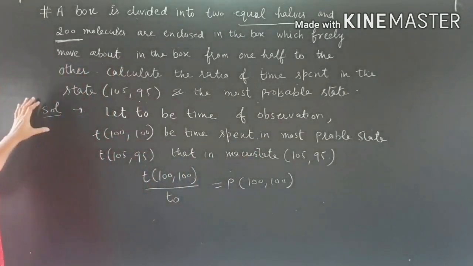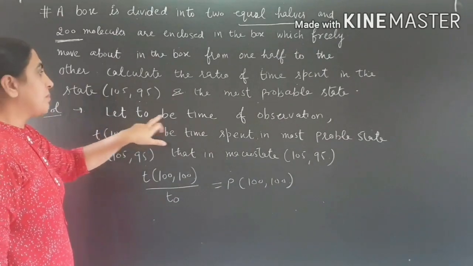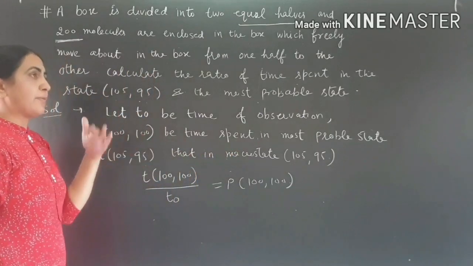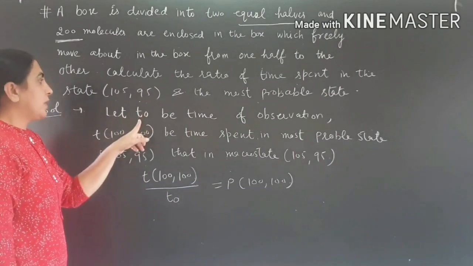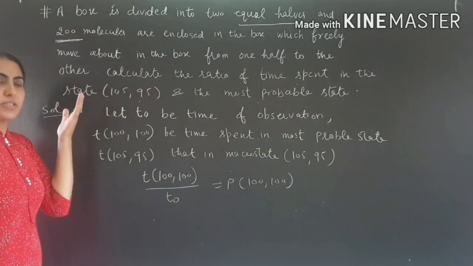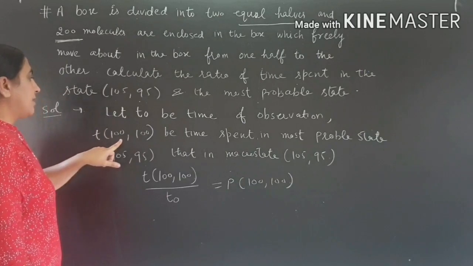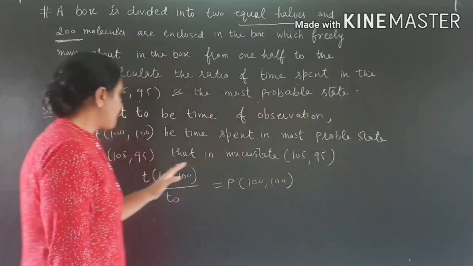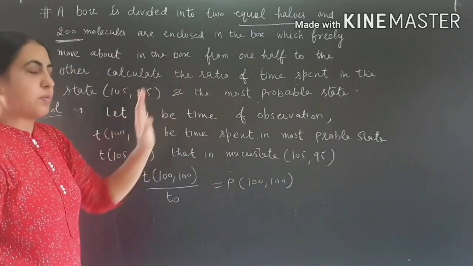Here, solution: let T0 be the time of observation. Because we have to take the observation millions of times in 1 second. So T0 is the time of observation, that we have studied in the previous lecture, I think the 4th. And T 100,100 is the time spent in the most probable state. Clear? Now we have to find the ratio of time spent in this state and the most probable state.